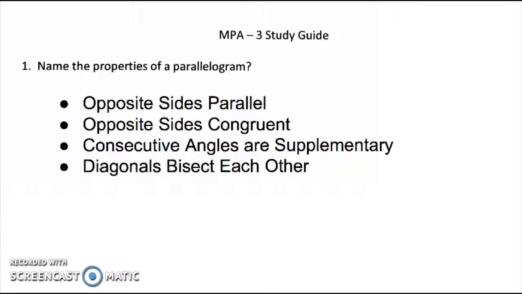Diagonals also bisect each other, meaning they cut each other in half, with both sides of the diagonal being bisected being equal to each other. And that is number 1.